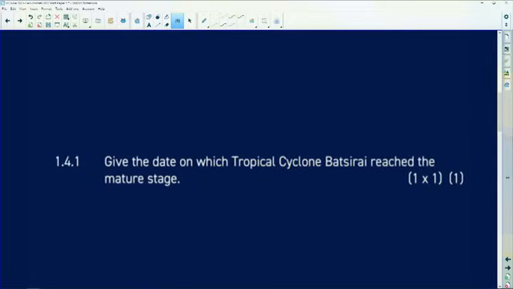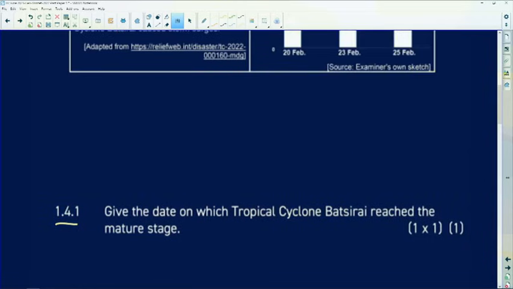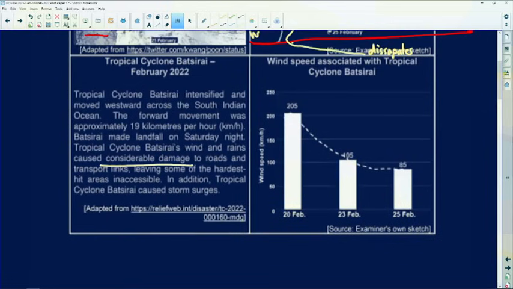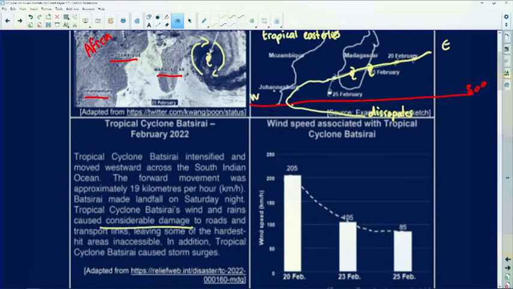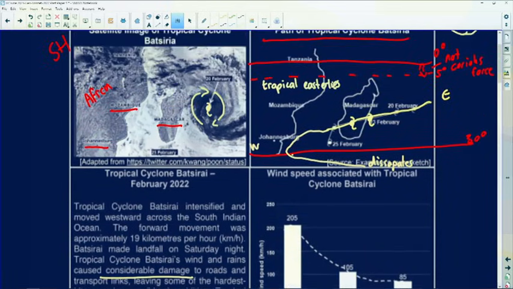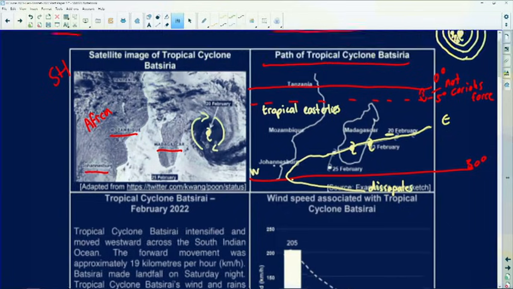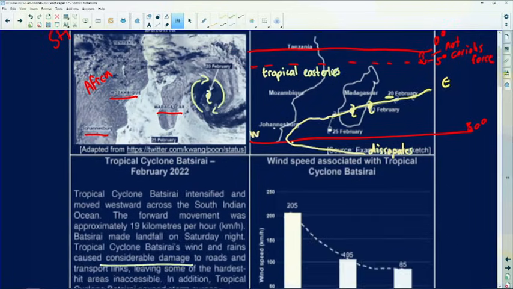Okay, now let's quickly have a look at the questions that are being asked regarding tropical cyclones. 1.4.1, if we look at the question, give the date on which tropical cyclone Bhattarai reached the mature stage. Now they've mentioned it in the case study, right? It's on the 20th of February. So that's the correct answer.